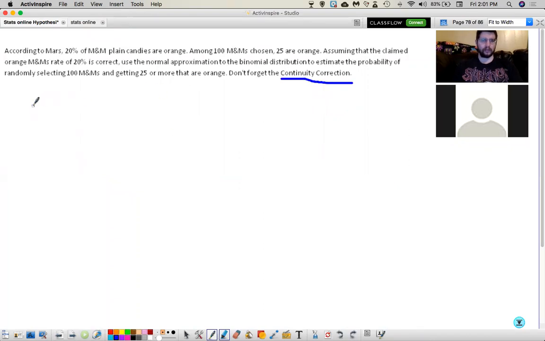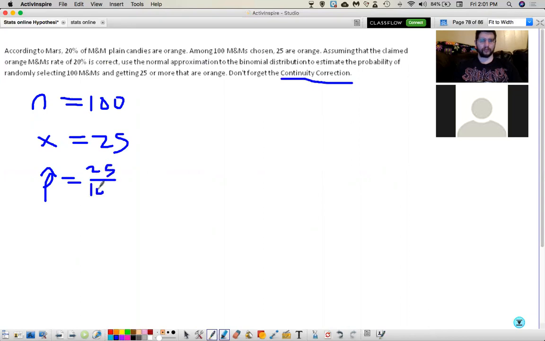So in 100 M&Ms, 25 are orange. So that makes p hat 25 out of 100. P would be 0.2. And when I estimate the probability of selecting 100 M&Ms and getting x is 25 or more, so x is not equal to, it's actually greater than or equal to.